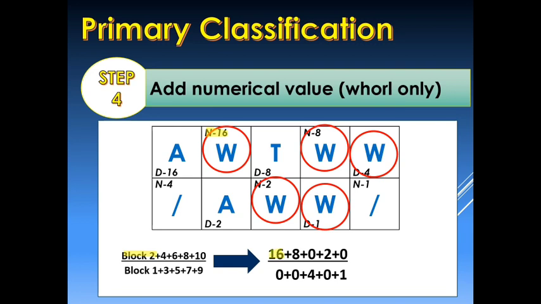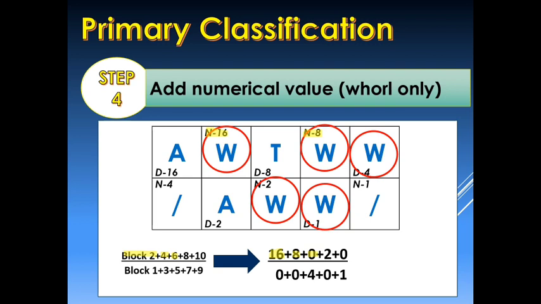And then followed by block 4. This is our block 4. Since this is a whorl pattern, we are going to put the assigned numerical value of 8 in this formula. And then next we have block 6. Under block 6, since it is not a whorl pattern, we are going to put the value of 0. So in other words, if it is not a whorl pattern, the value will be 0.